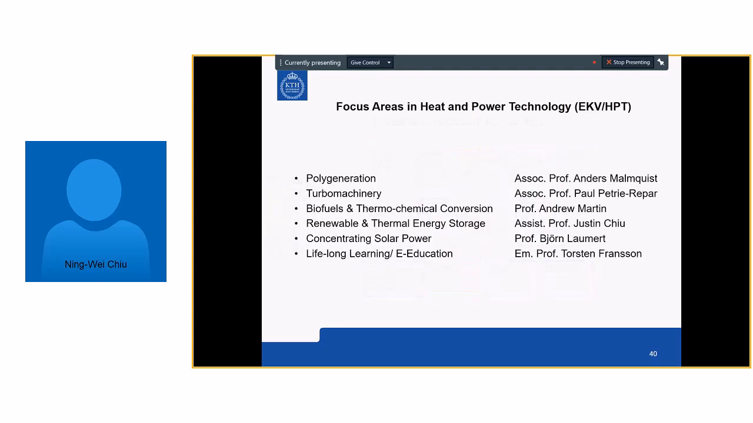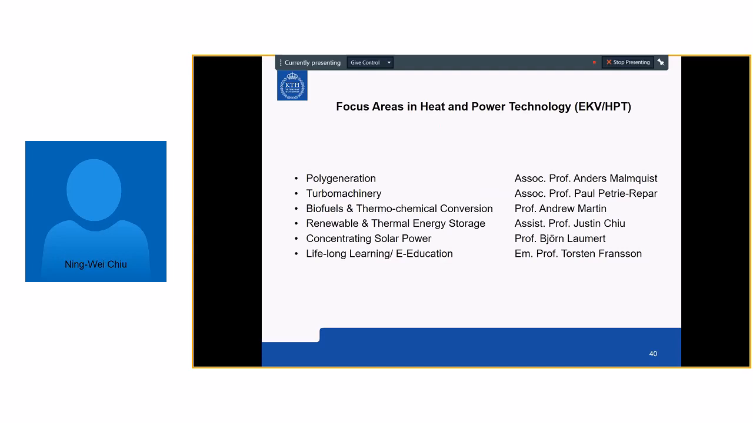We are working on different fronts. So polygeneration, that is Professor Anders Wallqvist. Some of you may have taken courses with him. We have turbomachinery, so turbines, for instance, flutter, aeroelasticity. That is Professor Paul Petri from Australia. So Anders is from Sweden, Paul is from Australia, Andrew is from Florida. And then here, Andrew is responsible for biofuels, bioenergy, and thermochemical conversions.